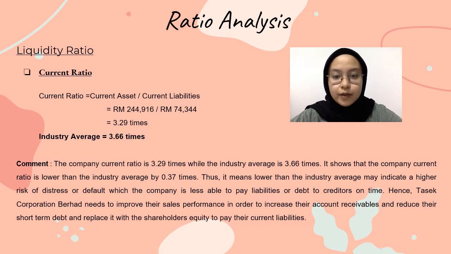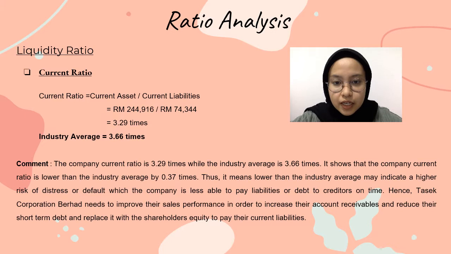Okay, so now I am going to explain about ratio analysis. There are two parts under ratio analysis, which are liquidity ratio and profitability ratio. The first one under liquidity ratio is current ratio. So for current ratio, the formula is current asset divided by current liabilities. So Tasek Corporation Berhad current asset is 244,916 divided by 74,344 and we get 3.29 times, and the industry average is 3.66 times.